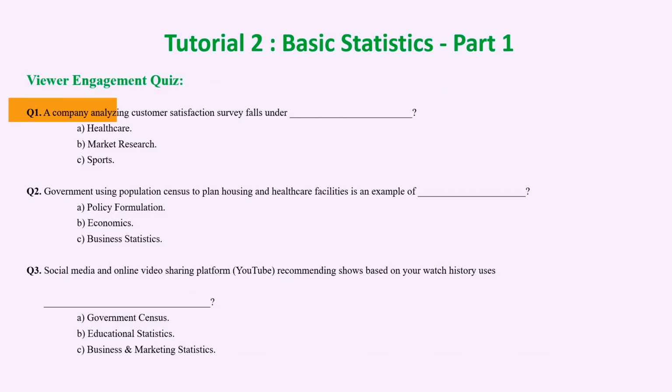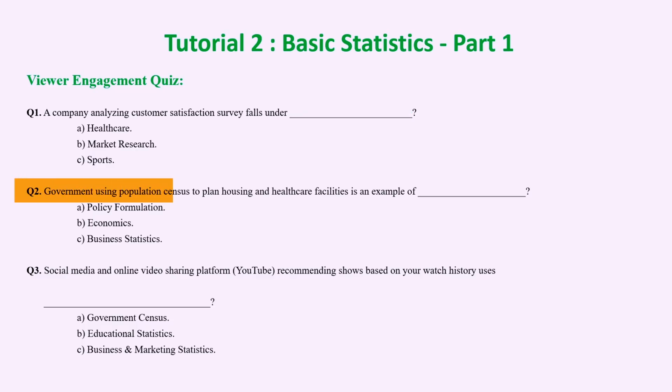Quiz 1. A company analyzing a customer satisfaction survey falls under option A healthcare, option B market research, option C sports. The right answer is option B market research.